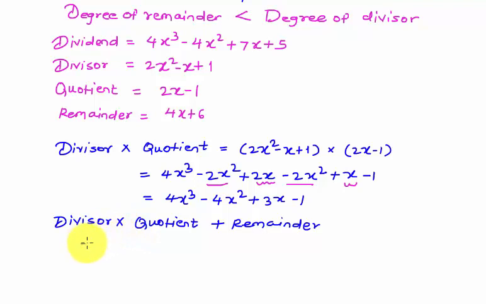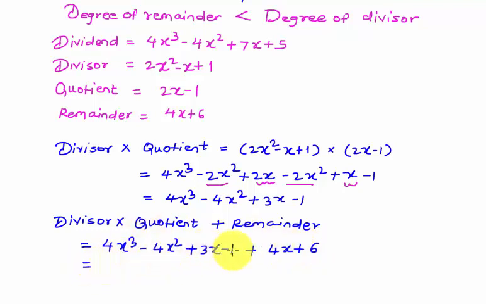So we already calculated divisor into quotient, so that will be 4x cube minus 4x square plus 3x minus 1. So this value we already calculated. What we need to do, we have to add remainder only. So what is remainder? Remainder is 4x plus 6. So let's add 4x plus 6.